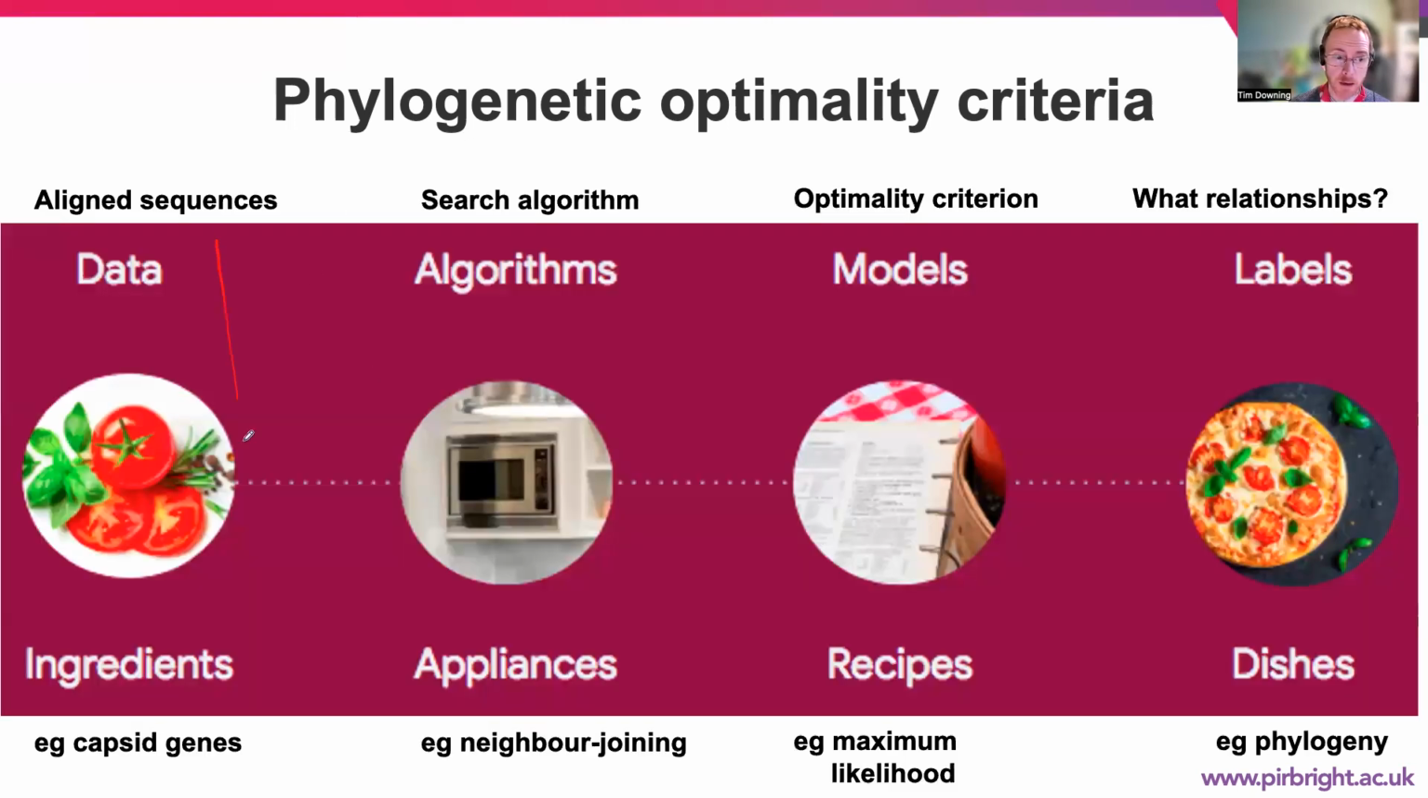We have our input data, our aligned sequences, which might be, for example, virus capsid regions. We have our search algorithms, our appliances like the neighbor joining algorithm, and its approach is dictated by the optimality criteria built into our models, and that will give us our output or results at the end, our phylogenetic tree. So if we use a different recipe or a different appliance, that will give us a different tree at the end. So it's worth bearing that in mind.